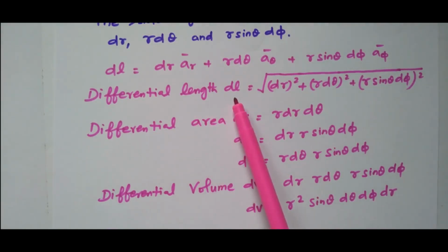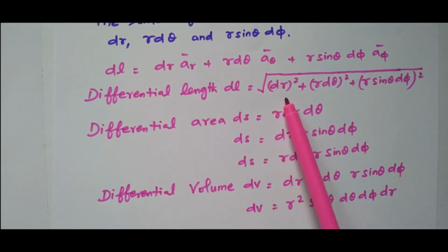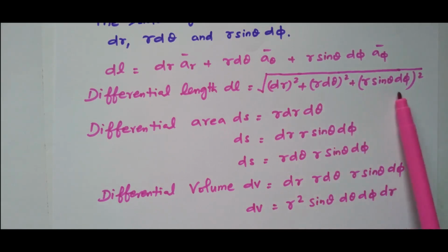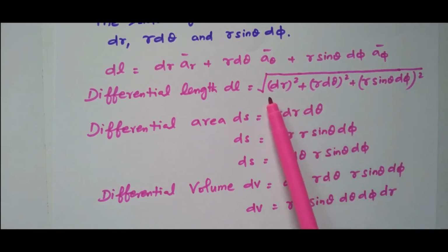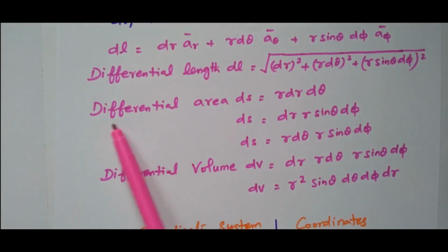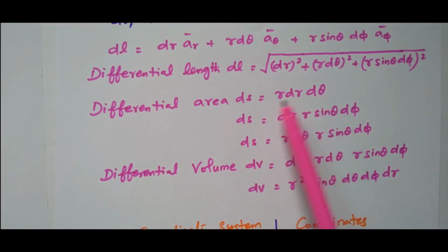So differential length dl is the square root of dr square plus r d theta square plus r sin theta d phi square, right? So we can find the differential length. All three now become length parameters. The two angles are converted into length. While going with a differential area, it is multiplied with two parameters: dr into r d theta, dr into r sin theta d phi, or r d theta into r sin theta d phi. Two elements are multiplied in order to get the differential area.